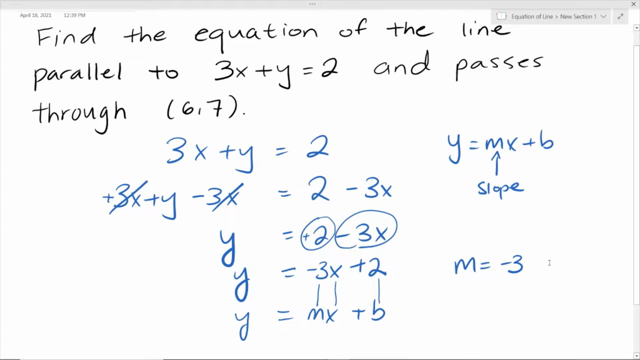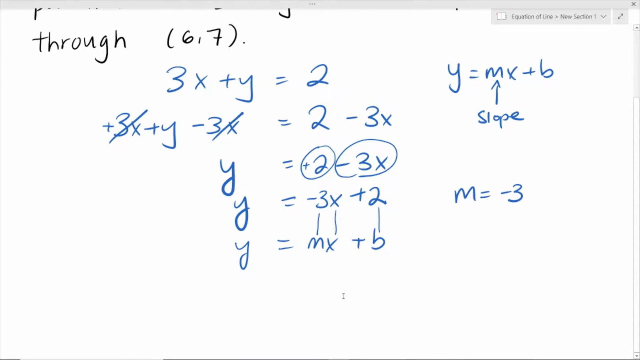So that means the slope of the line in question that we're trying to find also has to be equal to negative 3. So the slope is going to be negative 3. Parallel lines have equal slopes, so that's why the slope of the line that we're trying to find is going to be negative 3 for sure, okay?